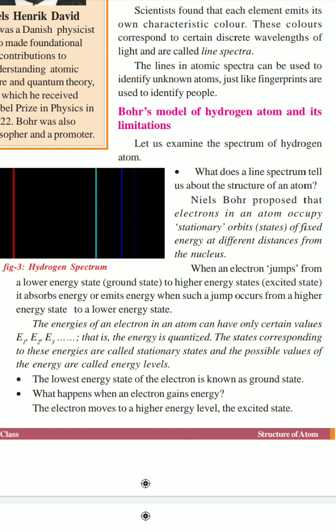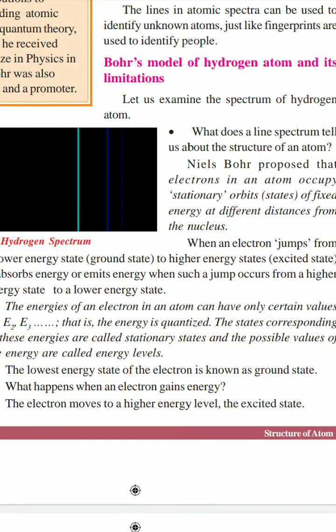So finally we can understand, by using Bohr's model of the hydrogen atom, that the electrons present in an atom always exist in some fixed levels only, some fixed orbitals only, and their energy levels will also always be stationary.